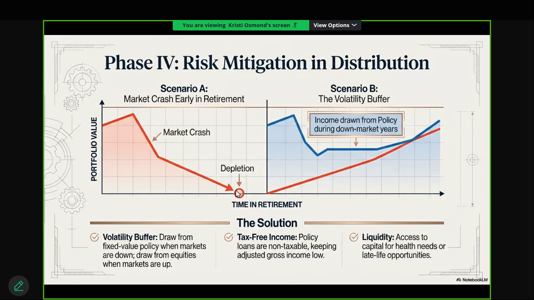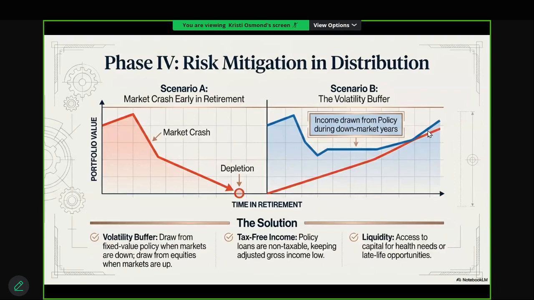When we do the policies, it allows you to say, okay, when there's a down year, maybe I want to take out of the policies instead and use that for my income so that I can let this stabilize a little bit. And so it allows you to create your own volatility buffer by being able to take out of steady eddy funds, which is the policy.